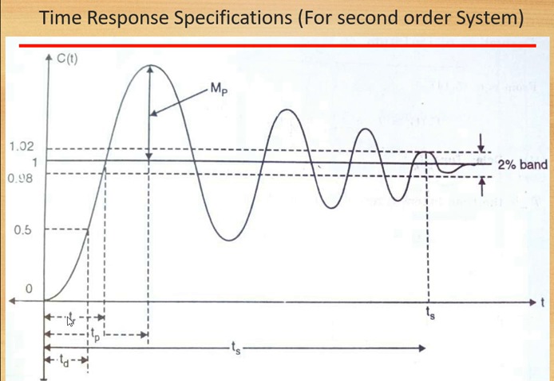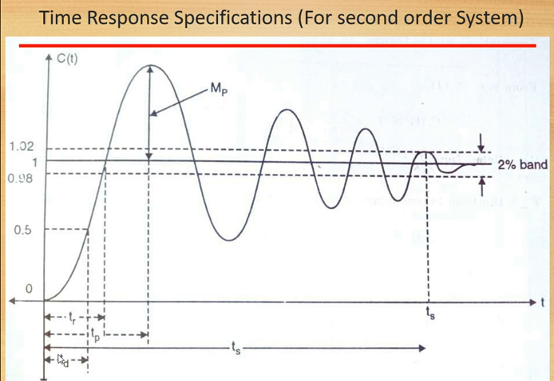So it is the time for our output to reach 50% of its final value when the input is applied. Means from 0, the time required to get the system's output to 50% of the final value. So in this case it is 0.5. That time is called the delay time.